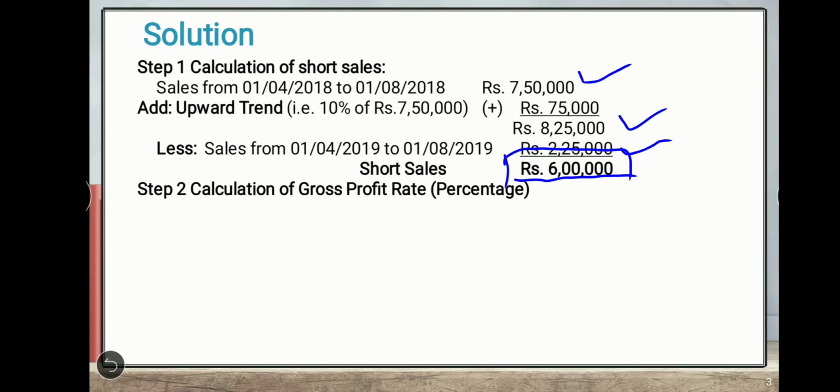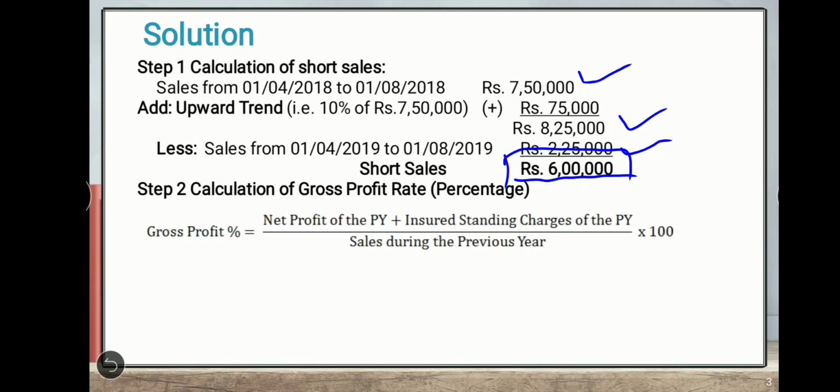So the second step, calculation of GP rate. Gross profit percentage is equal to net profit for the previous year plus insurer standing charges in the previous year divided by sales during the previous year multiplied by 100. So this is the formula for calculation of GP rate. We can use this formula and put the values in it.